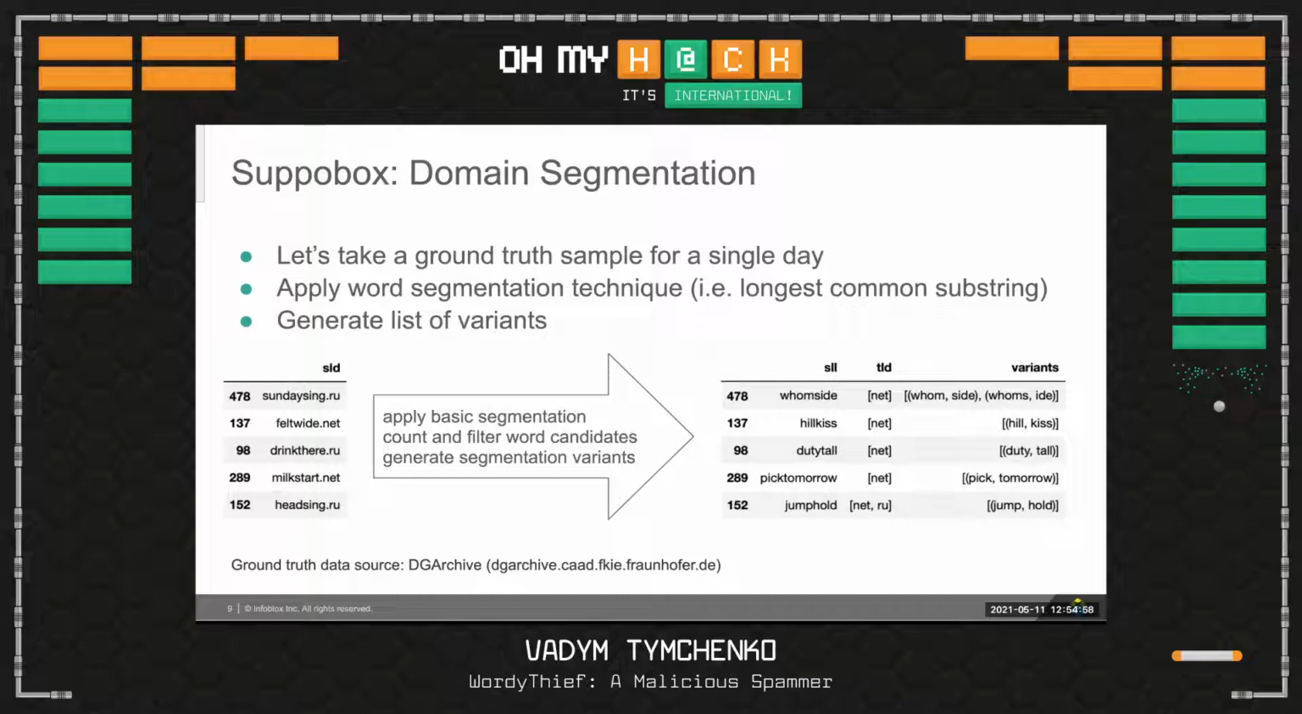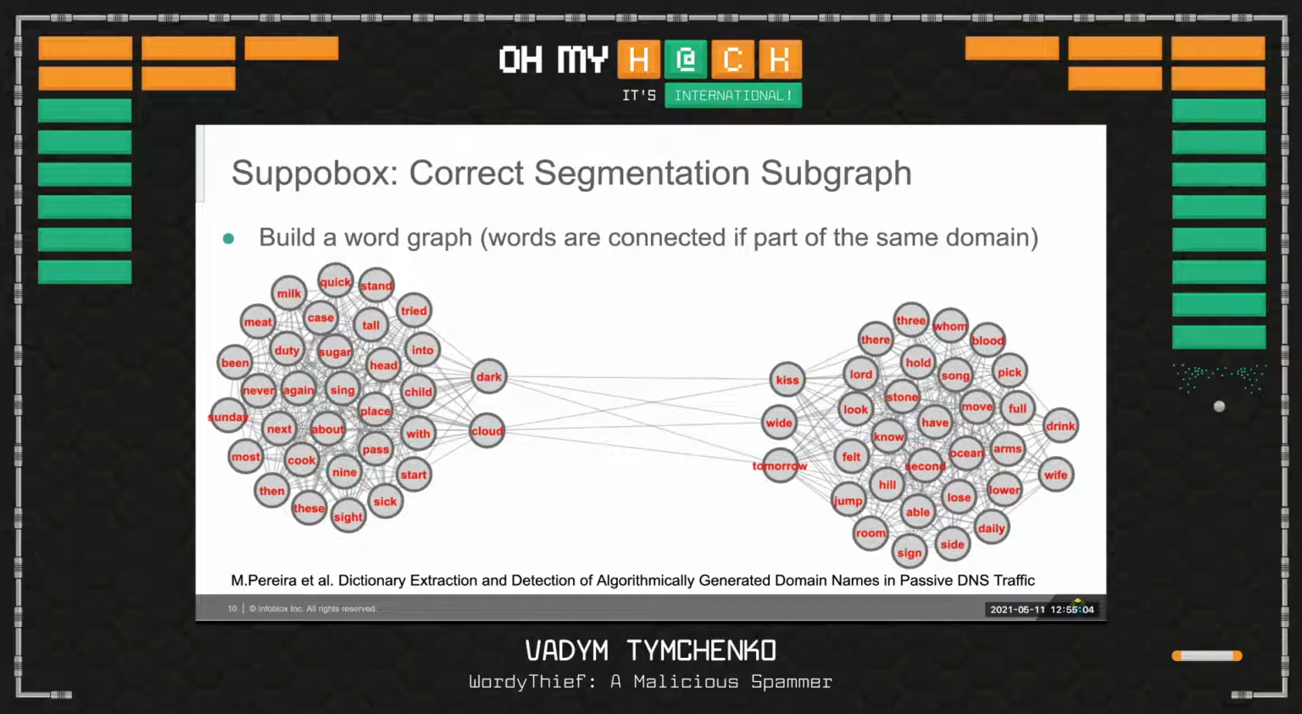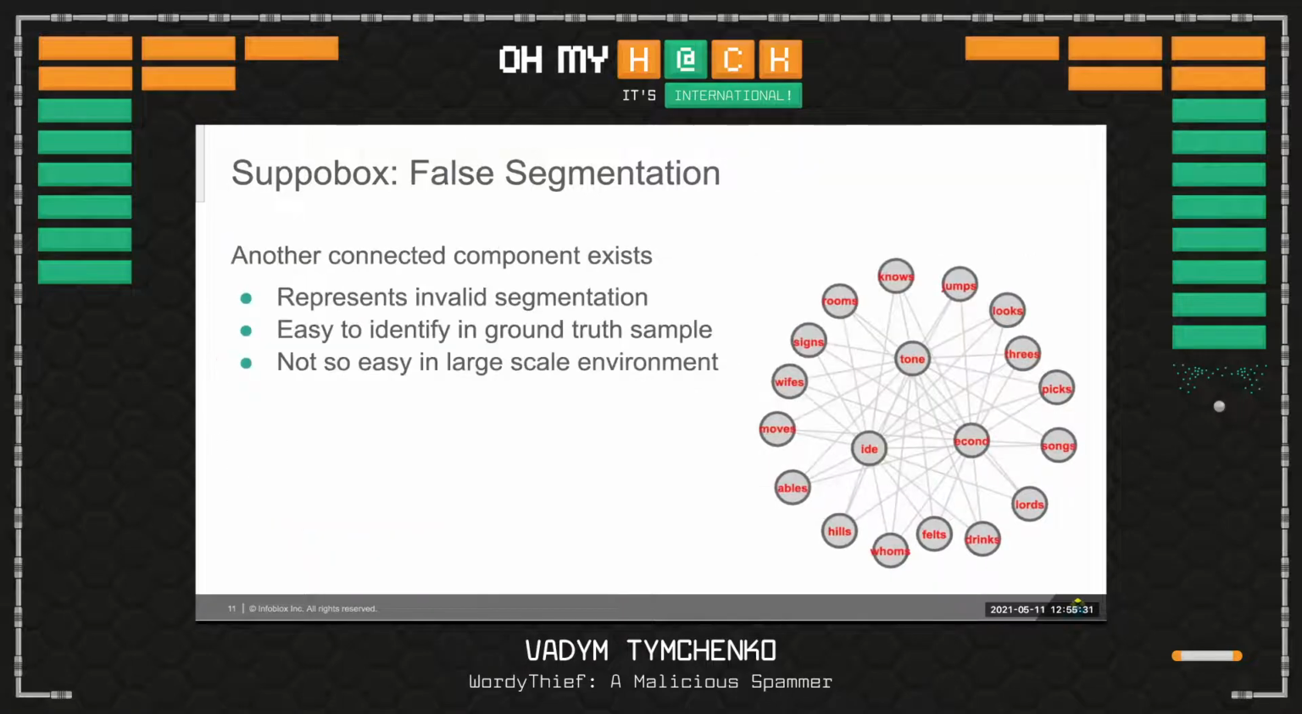We could validate this approach using a graph technique. So let's build a word graph where nodes are words and two nodes are connected if these words are found as part of the very same domain. We see a connected component which corresponds to a correct segmentation. This connected component actually covers all the domains that we saw within this day sample. But there is another connected component which shows an invalid segmentation. What is interesting about this component is that these words are also correct words.